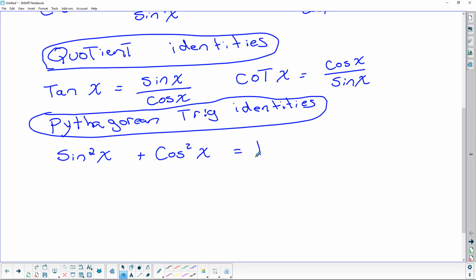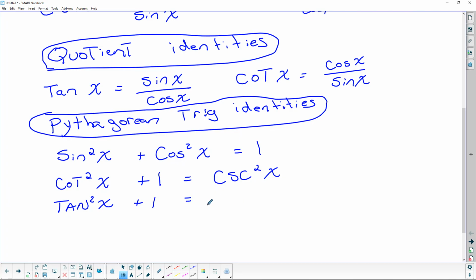And then you can do the same thing with cotan and cosecant, but it's a little bit different. Cotan squared x plus the 1 equals cosecant squared x. And then there's one for tangent as well. Tan squared x plus 1 equals our secant squared x.